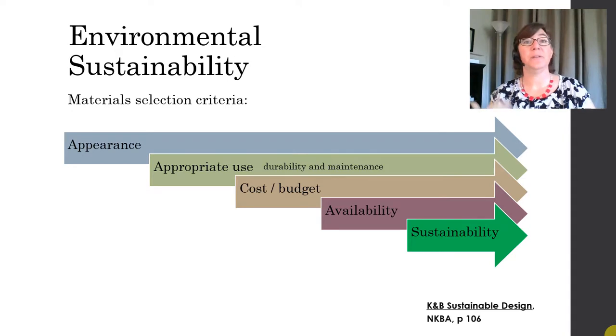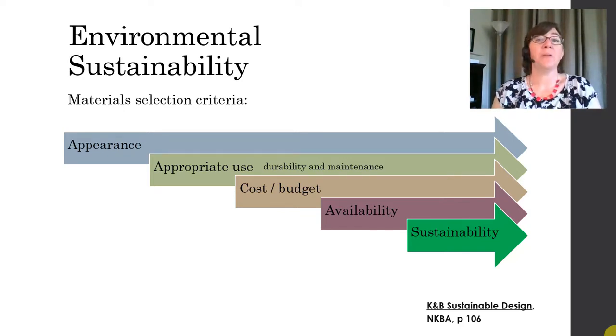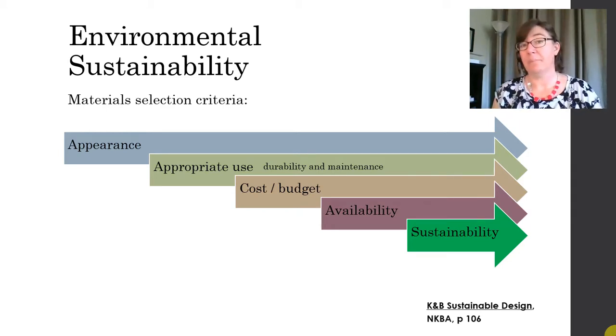As you make the material selections for your projects, you will follow certain criteria. You need to research and select your materials based on their appearance, on their appropriate use. Are they durable? How much maintenance do they need? You'll select by cost or budget. You'll select by availability. Is that product actually available right now? And let's throw this into the mix. You need to select your products based on sustainability.